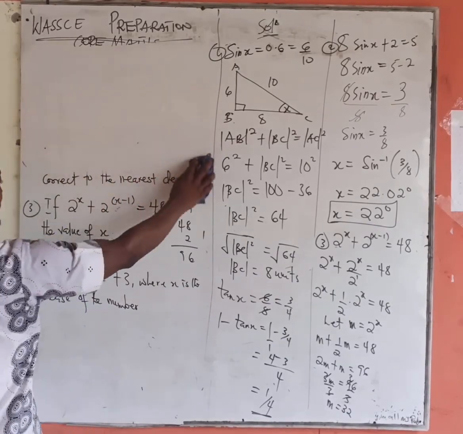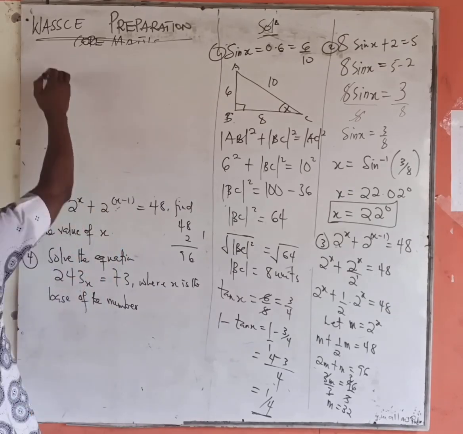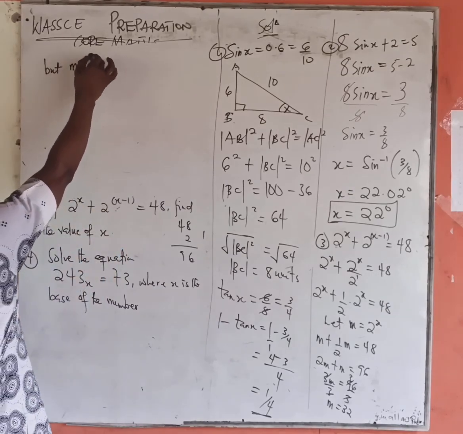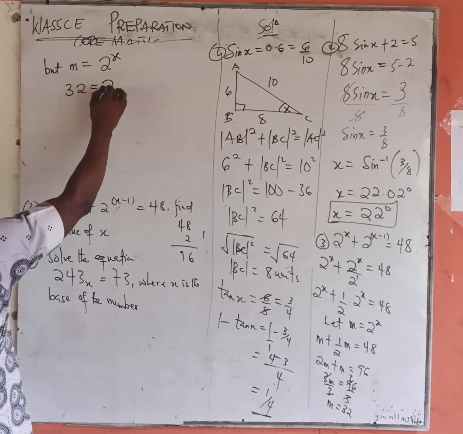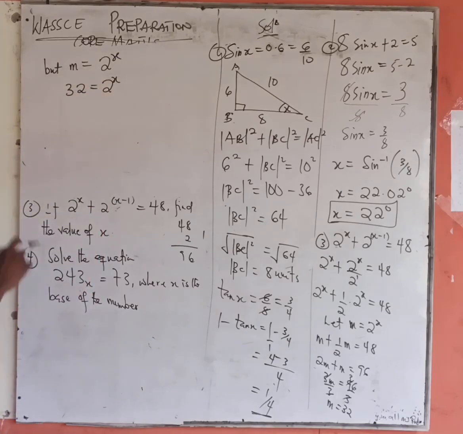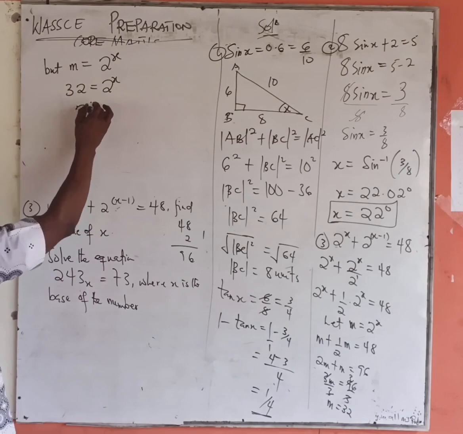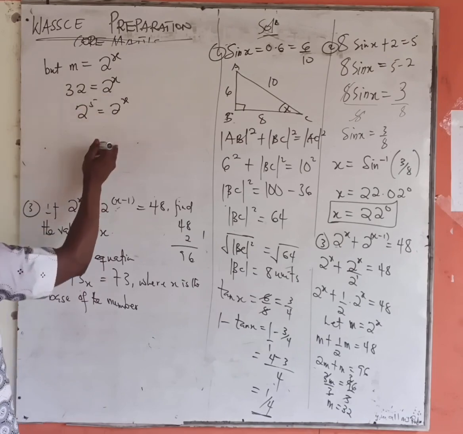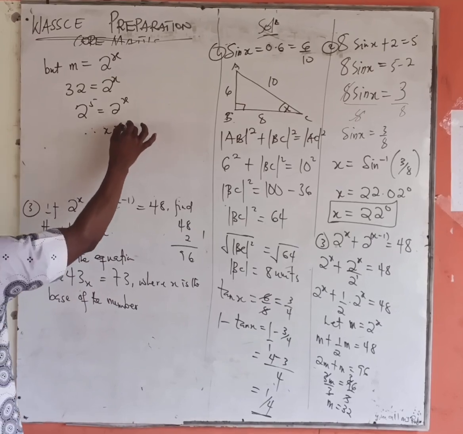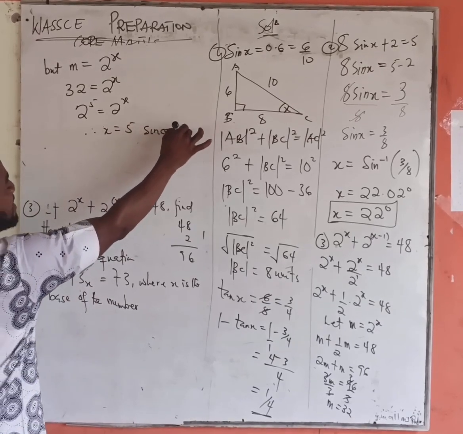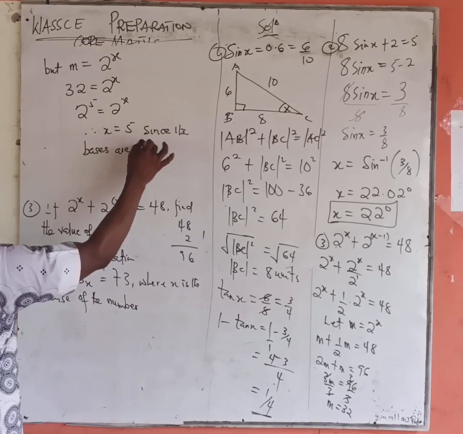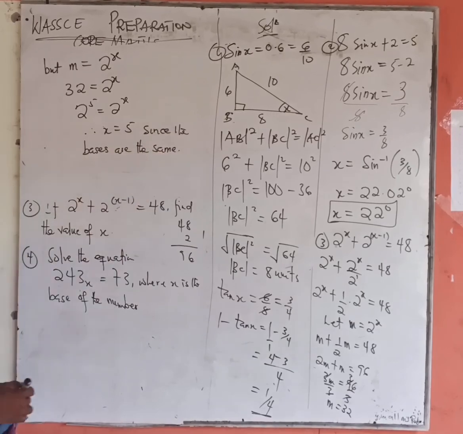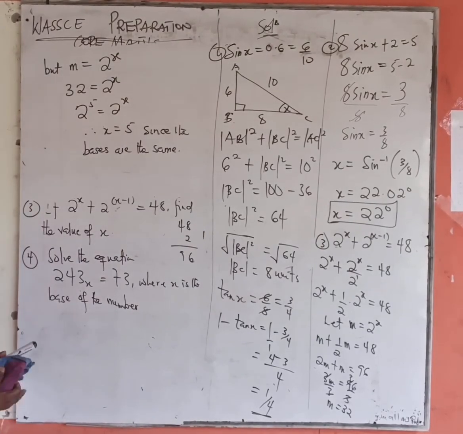So if I want to get the value of x, I can now say, but m was equal to 2 to the power x. And so if m now is 32, then I have this. So I express 32 in terms of 2. 2 to the power 5 is equal to 2 to the power x. Therefore, x is equal to 5, since the bases are the same. Alright, so question 1, 2, 3, done.